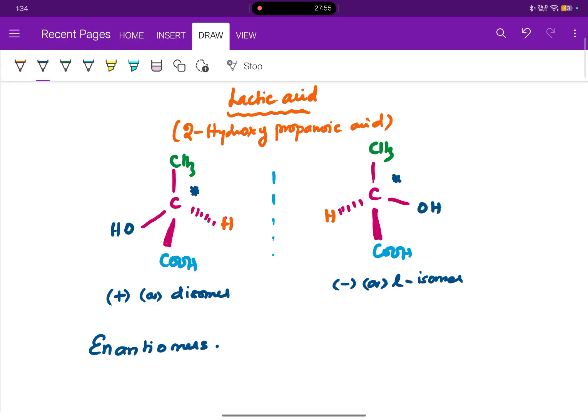So what is an enantiomer? What is the definition? Definition for enantiomer? Very simple. It is non-superimposable mirror images. Non-superimposable mirror images. Okay? Yes, sir. So now you are clear what is an enantiomer, what is a stereogenic center and other things.